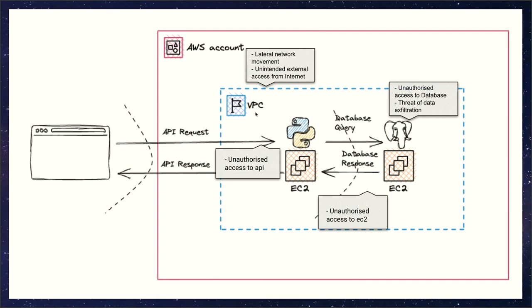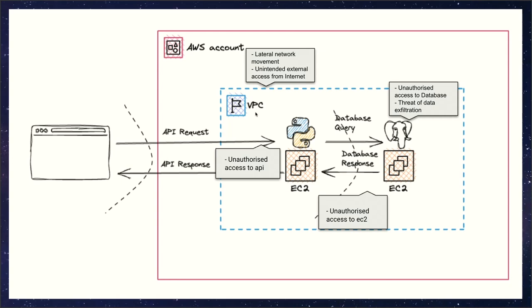This particular architecture. Notice we've got a VPC. Once you have a VPC with EC2s, you have a whole range of risks that you've got to deal with. So, lateral network movement. If there's a vulnerability on an EC2, I can do stuff within the account, within the environment. I can move around potentially. And that's something I have to protect against.